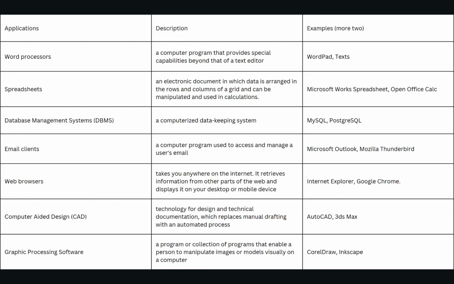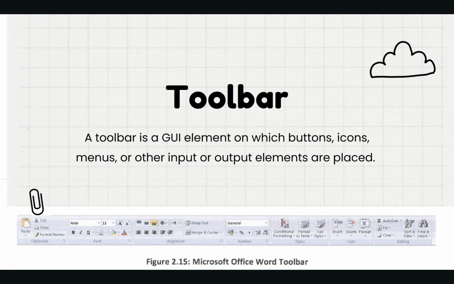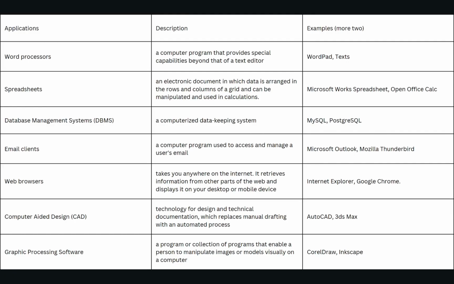And next one is graphic processing software. It's a program or collection of programs that enable a person to manipulate images or models visually on a computer, like CorelDRAW or Inkscape or the well-known Photoshop. Here is an example. Okay, so one of the examples is Photoshop.